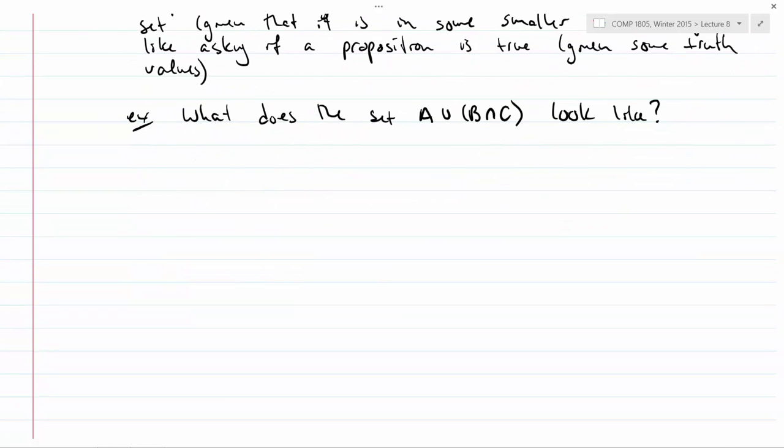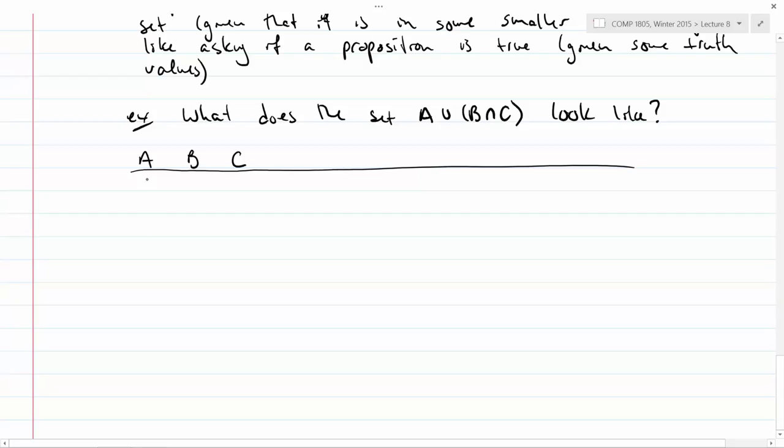All right, so if we have this, what we really have is three sets, A, B, and C. And let's say we have some mystery element X. X can be in A or not in A. It can be in B or not in B. It can be in C or not in C. So what we do is we try all possibilities, just like in a truth table. So X, our mystery element, could be in A or not in A. It could be in B or not in B. And it could be in C or not in C.